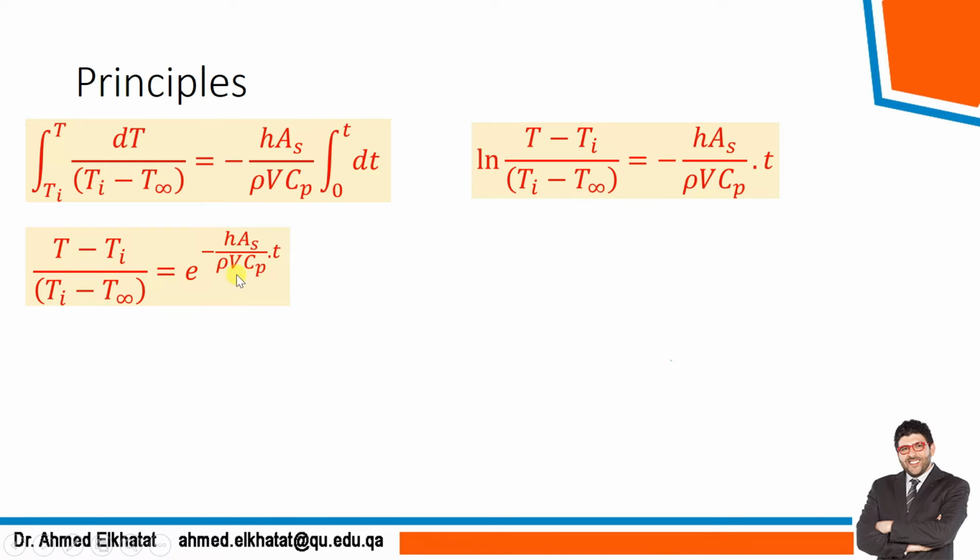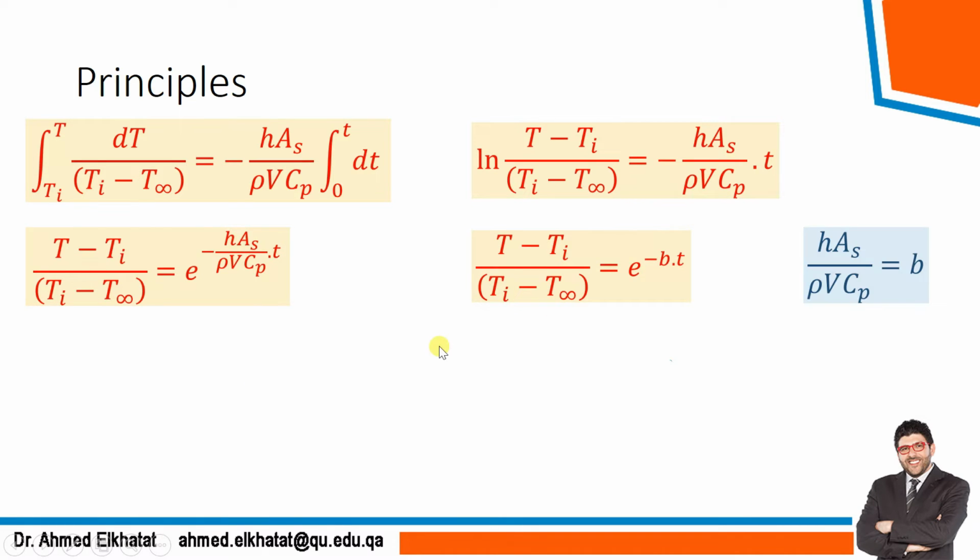This term, h As over rho V Cp, we can call b. So b will be h As over rho V Cp, and it is known as the time constant, because it is 1 over time; 1 over time times time, so they cancel each other. So here I have a dimensionless group, and here also a dimensionless group. What is the importance of b, the time constant?